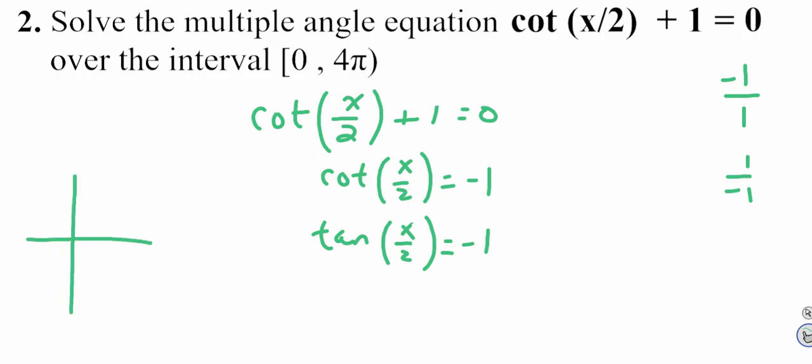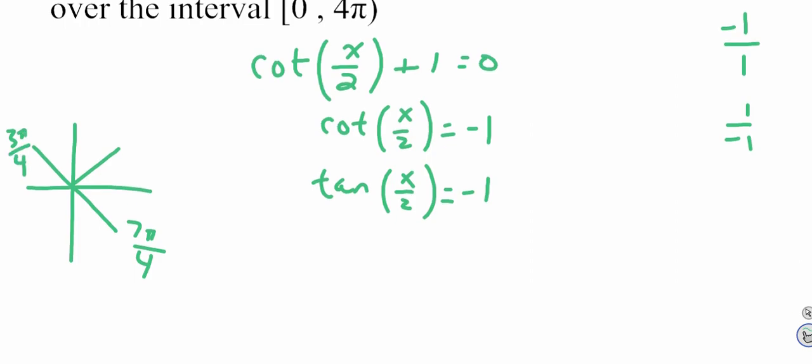Okay, so tan equals positive 1 at pi over 4. So tan is negative where? It's negative here at 7 pi over 4, and it's negative here at 3 pi over 4. So once again, those normally would be our answers, 3 pi over 4 and 7 pi over 4, but instead, x over 2 equals 3 pi over 4, and x over 2 equals 7 pi over 4.